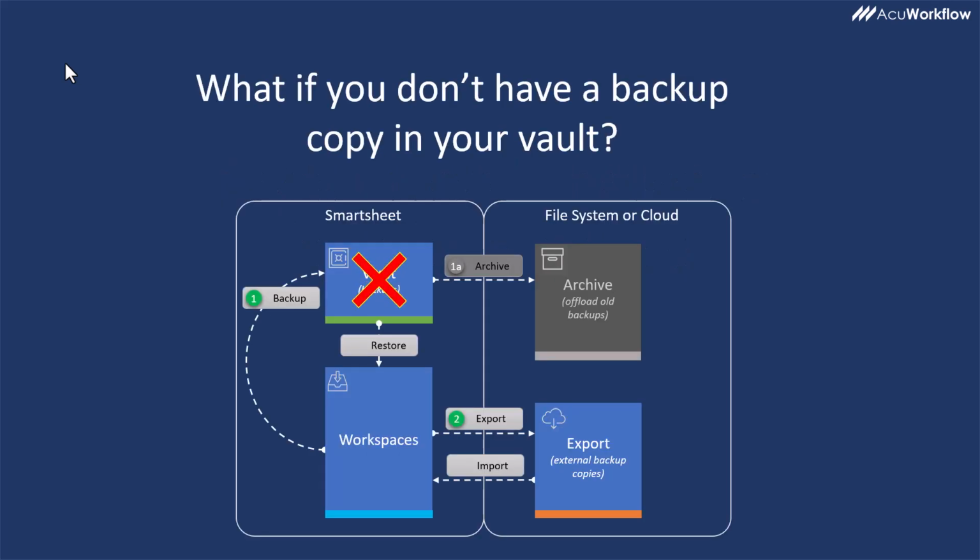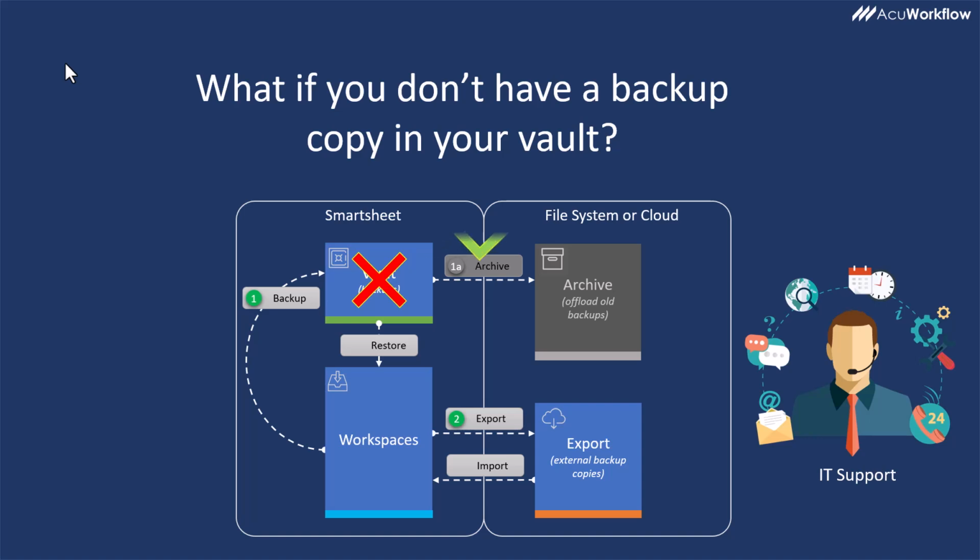To provide a bit of context there, basically if the backup copy is not available in the vault, then you can reach out to your IT support team, and they should have a copy of your sheet that was saved using the export function and is available in the export backup copies file system on the server. Then they can use that copy to import or create a new backup copy in your workspace or copy the data that you need back to your workspace.